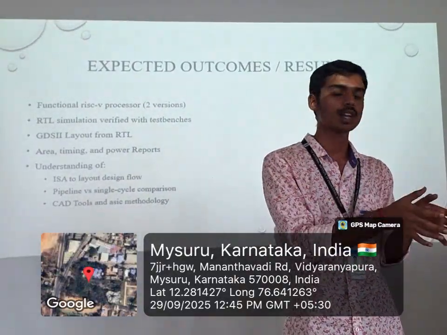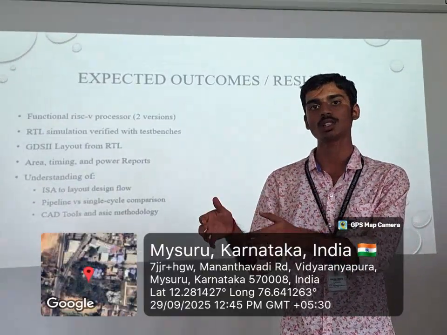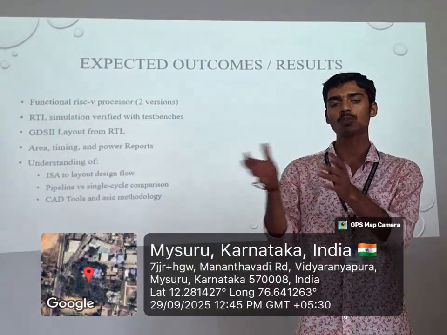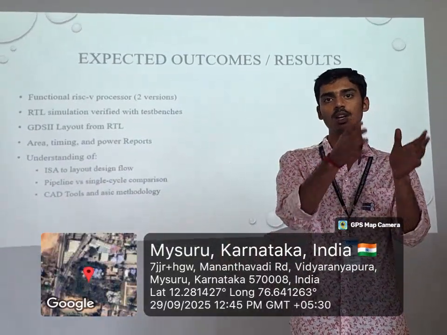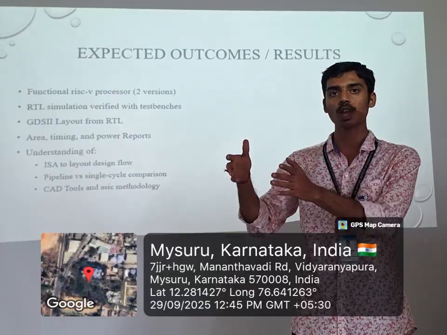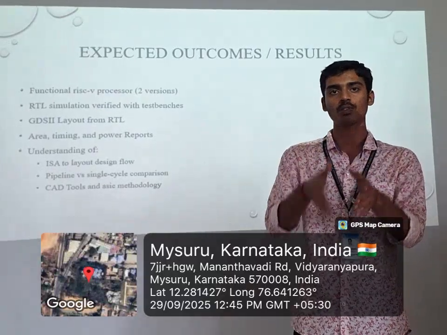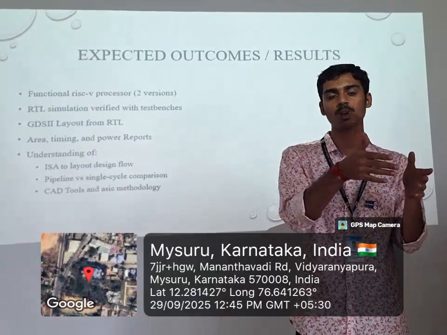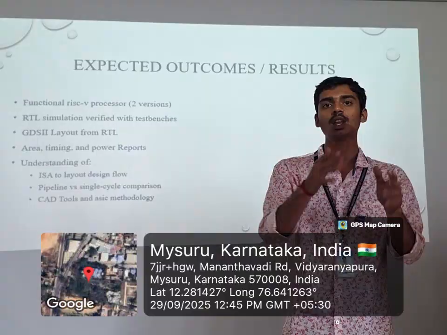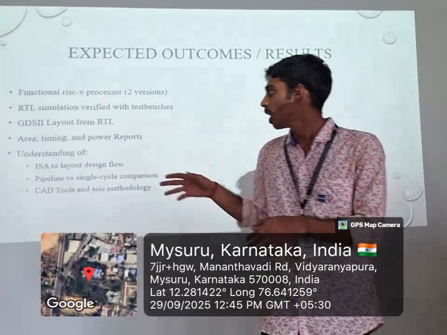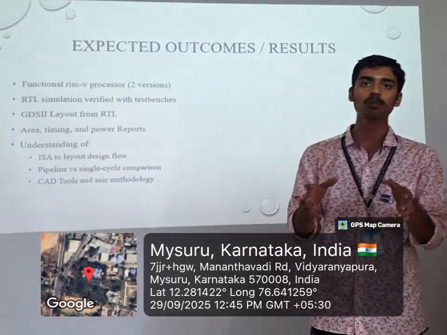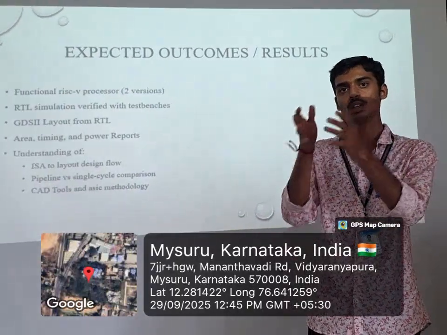Initially we started with the single cycle. Then we will start with the pipeline architecture of the RISC-V processor. For the pipeline we have 5 stages: instruction fetch, decode, execute, memory access, and write back. In these 5 stages we are trying to implement by putting latches in between. For the layout part, we are trying to implement only the ALU unit.